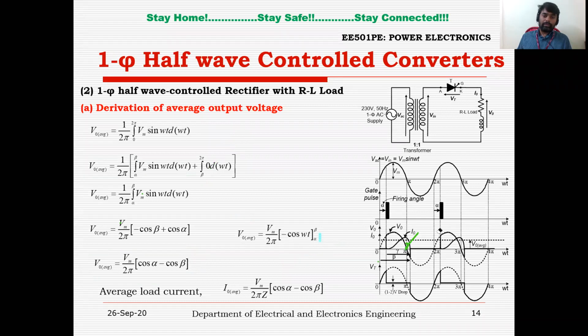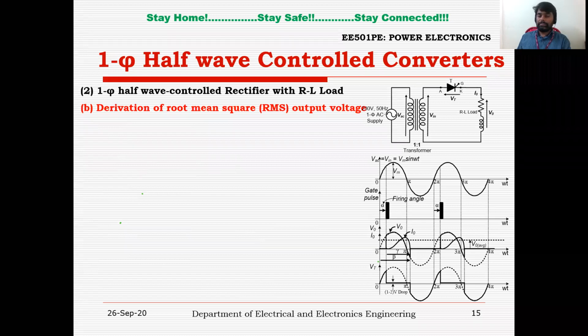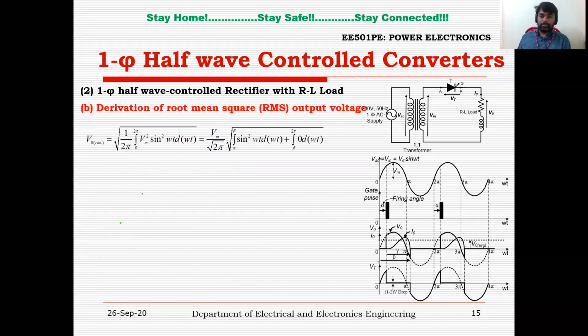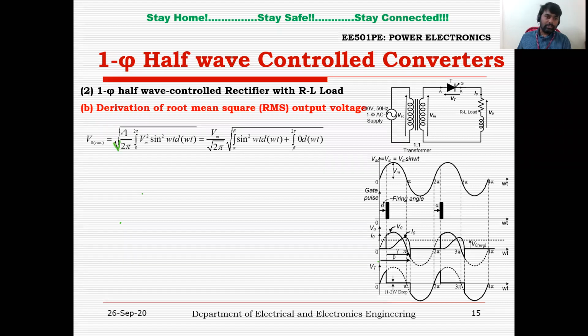Now we are going to derive the expression for the RMS output voltage. The same thing here: root mean square. You can see the root here. Mean means we are going to consider the complete one cycle, so 1 by 2 pi, this is the mean value. And square, we are squaring the input voltage, which is Vm square sin square omega t.